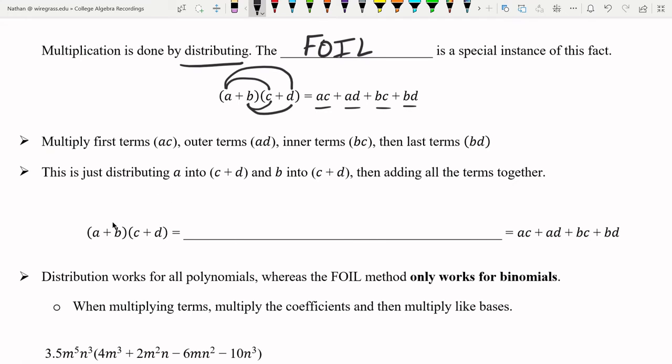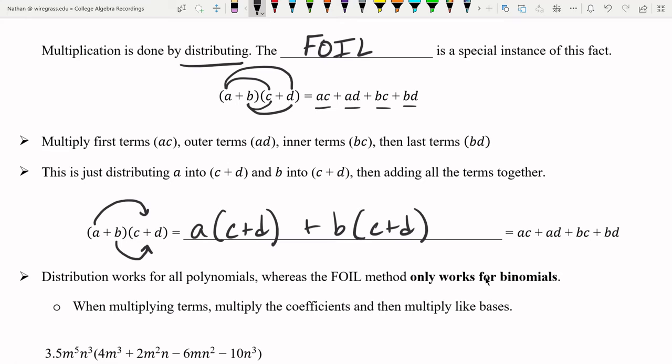Now, distributing in general, right? You can think of it like this. We can think of A distributed into everything in the last. So A is multiplying C plus D. And then you multiply B into everything in the last. So plus B times C plus D. Of course, at this point, we have to distribute it again. A times C, A times D, B times C, B times D. And that's what gives us the exact same thing. So this is the method I want you to think about, because this works for every combination of polynomials you could have, more than just binomials.